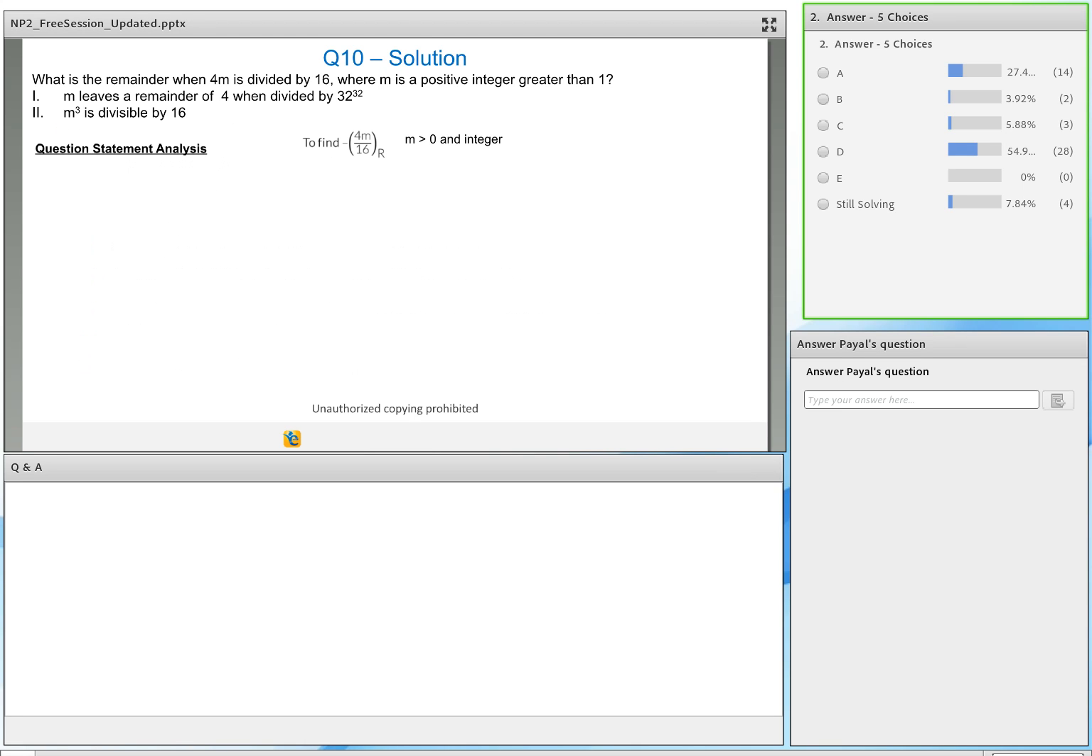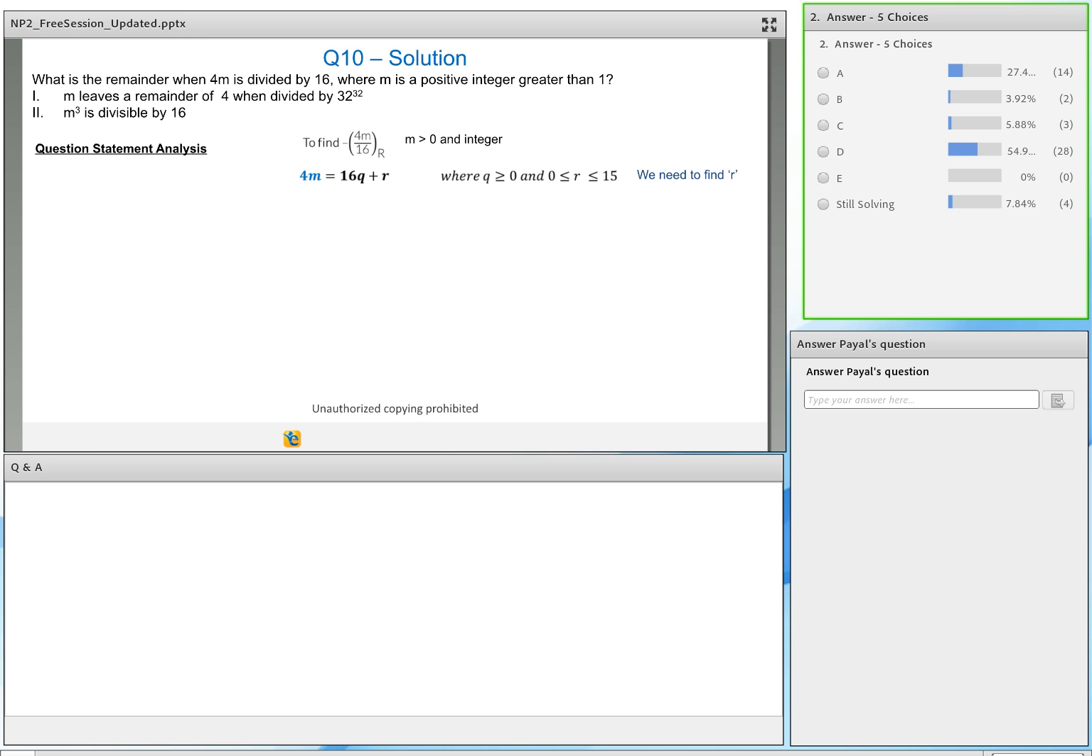So yes, there has been a marked improvement in the performance on this question as well. Essentially, we need to find out the remainder when 4m is divided by 16q. And this is where a lot of your visualization skills are going to come into picture, are going to play a big role.